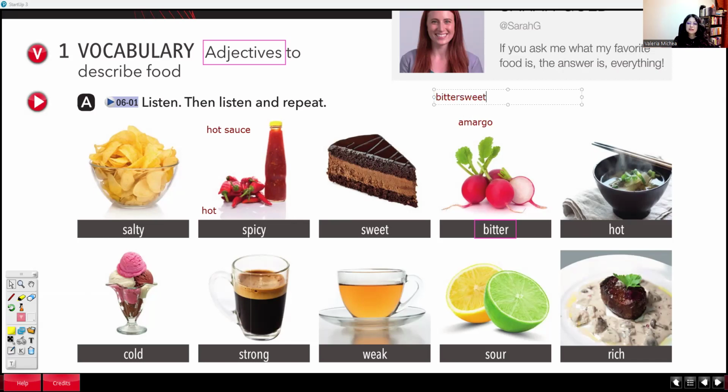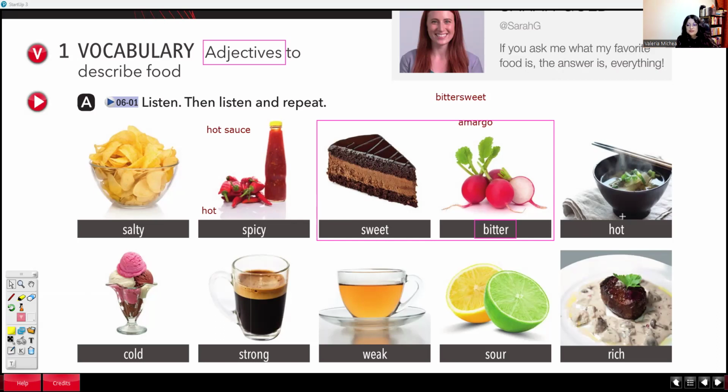What does bittersweet mean? Agrid­ulce. There you go. Yes, thank you, Clau. So we are combining sweet and bitter, and we have bittersweet or agridulce, which is very common for Asian food. I think Asian food has a very bittersweet flavor.